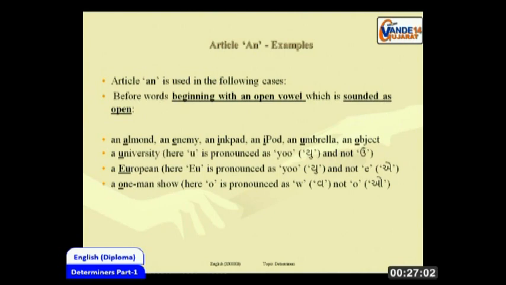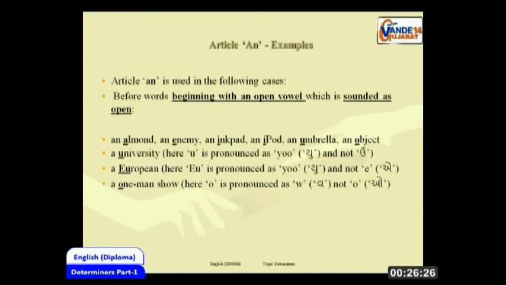Article AN is used in the following cases. Before words beginning with an open vowel which is sounded as open. Let me repeat. Article AN is used before words beginning with an open vowel which is sounded as open. So again, take care of the sound and not the spelling of a word to decide which article to use, article A or AN. See the examples for your clarity.